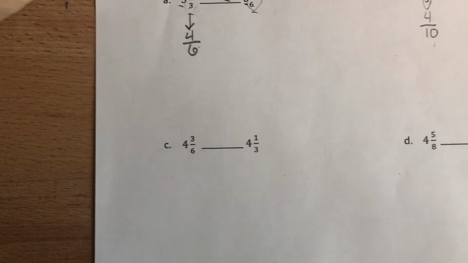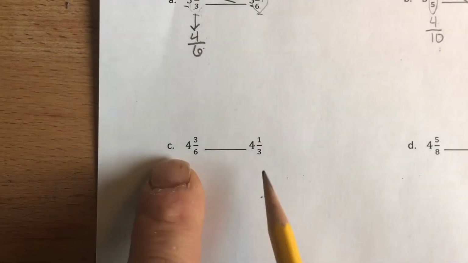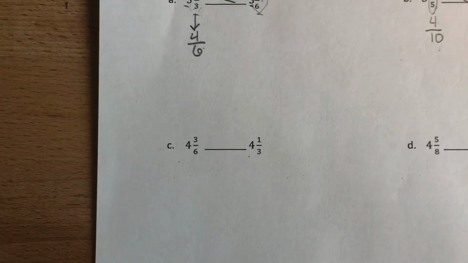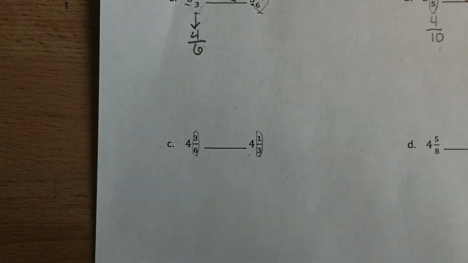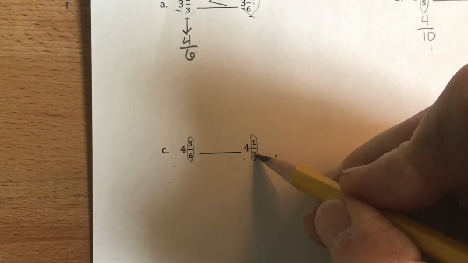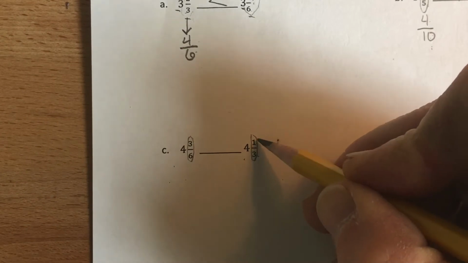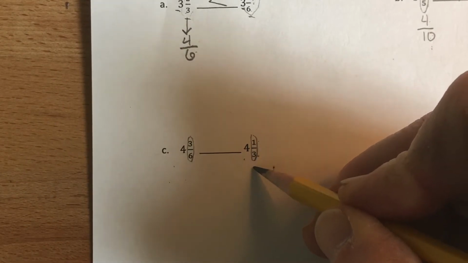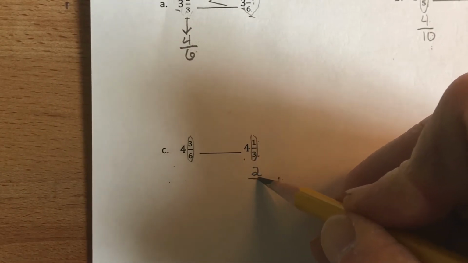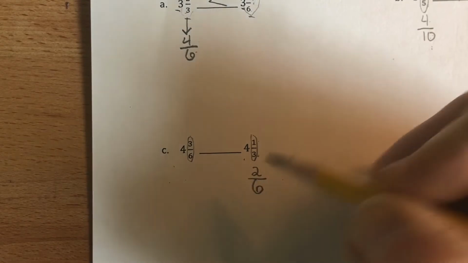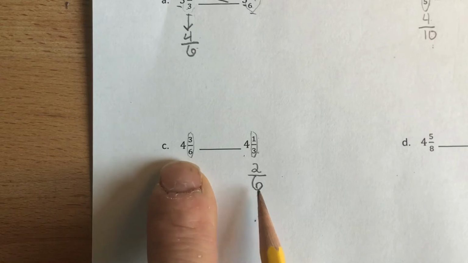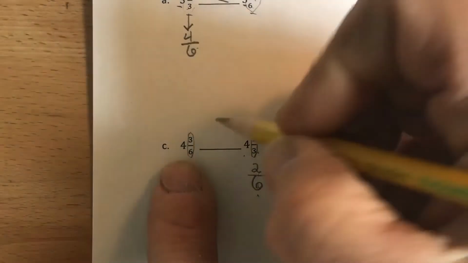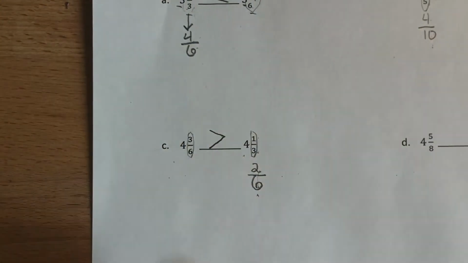Letter C. All right, first step, compare the whole numbers. Okay, 4 and 4 are the same. So now I need to compare the fractions. 3/6 and 1/3. All right, 6 and thirds are related because all I have to do is double this 3 and I'm going to get 6. So I multiply both the numerator and denominator to get an equivalent fraction by 2. I'll get 2/6. And now I can easily compare those two fractions. 4 and 3/6 is greater than 4 and 2/6, okay? So I'll put that greater than sign in, okay?